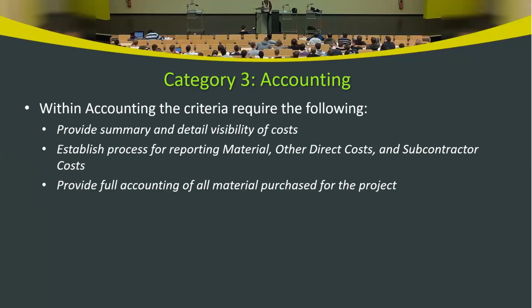Category 3 of Earned Value Management System, or EVMS, is accounting. The first element is providing summary and detailed visibility of costs. This involves creating a clear and comprehensive overview of all project costs, ensuring that both high-level summaries and detailed breakdowns are available for review.